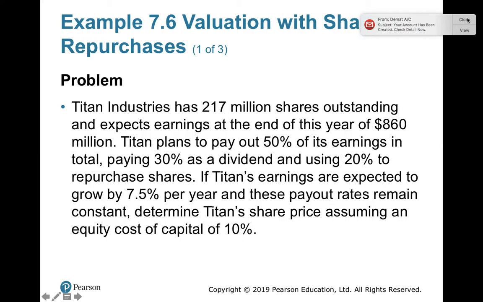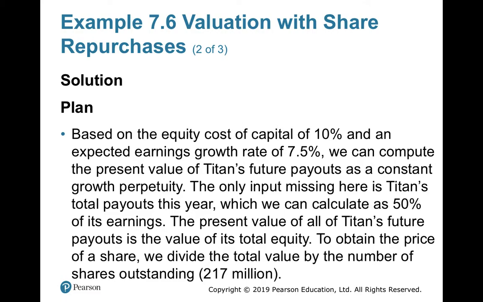Let us make the valuation of the share price. Based on the equity cost of capital of 10% and expected earning growth of 7.5%, we can compute the present value of Titan's future payouts as a constant growth perpetuity. The only input missing here is Titan's total payout this year, which we can calculate as 50% of its earning. Whether it is paid or repurchased, it is taken as paid out. So 50% is payout. The present value of all Titan's future payout is the value of total equity.